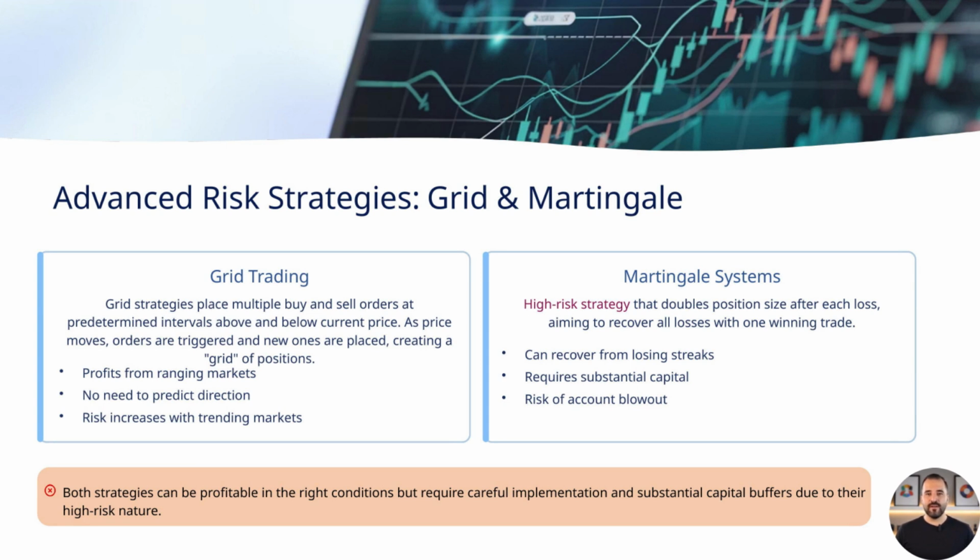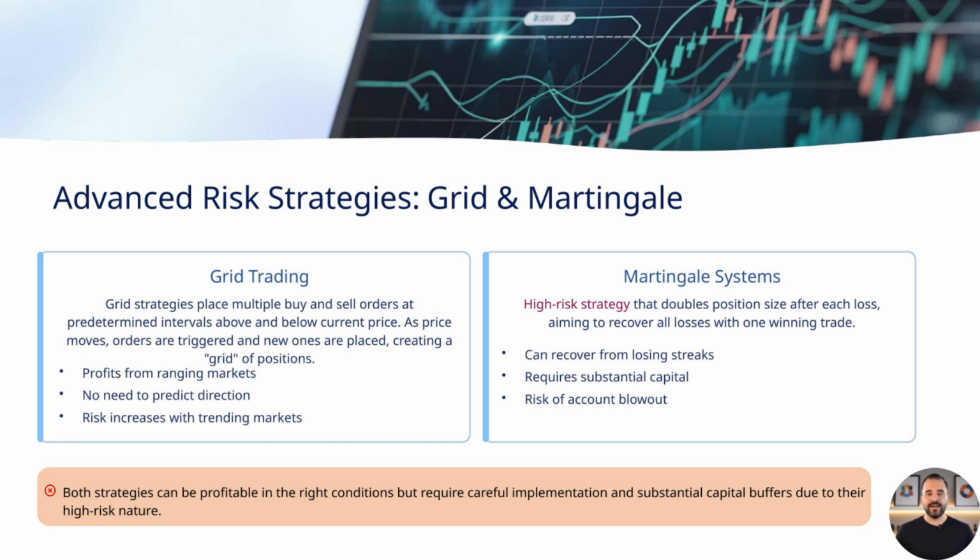Beyond trend following and scalping lie strategies that are more controversial, but still widely used in algorithmic trading: grid trading and martingale systems. Grid trading places buy and sell orders at set intervals above and below the market price, creating a grid of trades. The idea is simple. As price moves back and forth, it triggers orders and captures profits without needing to predict direction. This works well in ranging markets, but becomes risky in strong trends, where unbalanced positions can accumulate.